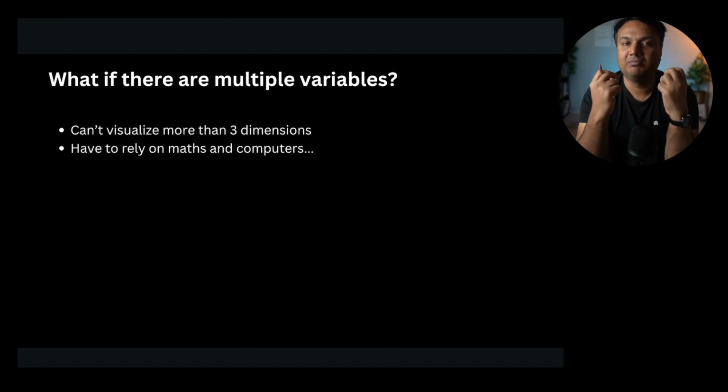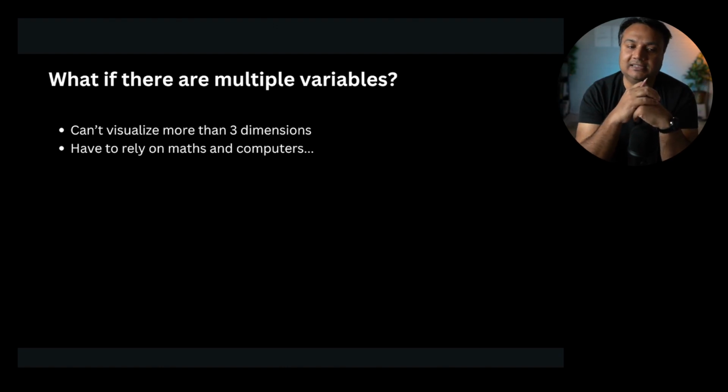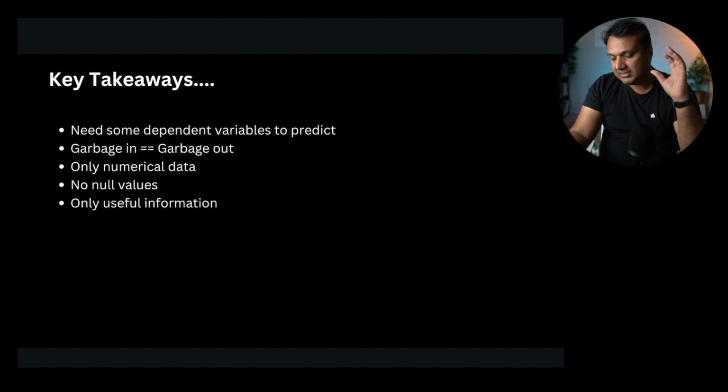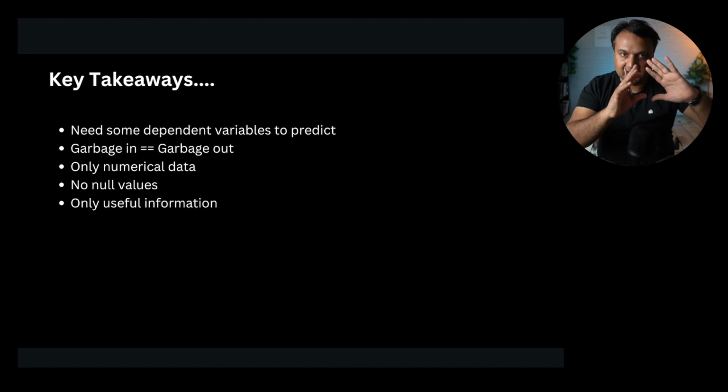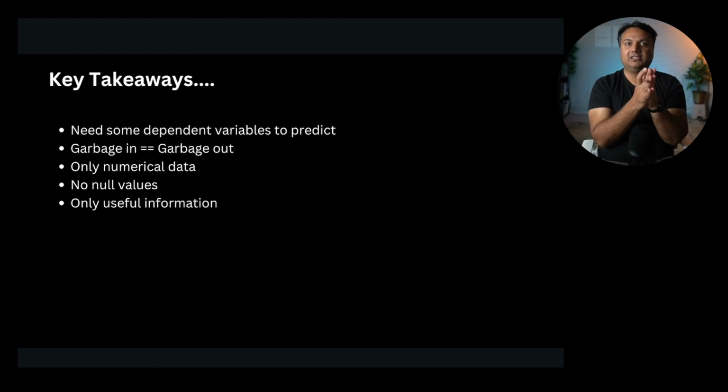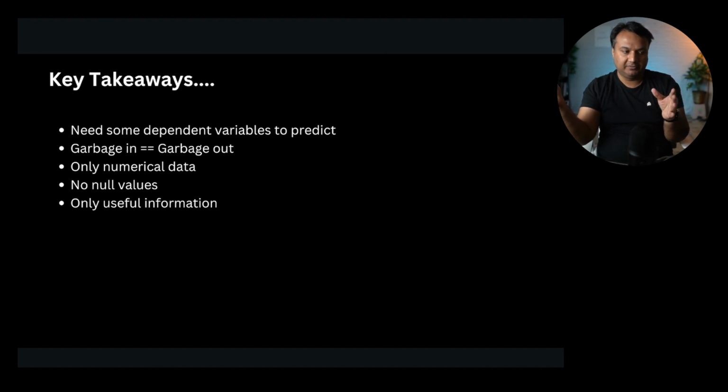As I said, there are mathematical formulas which can help you solve these, and also there are iterative approaches which computers can do. So that's what we have to rely on. And lastly, the main key takeaway from this theory is that you need to have some dependent variables. Dependent variables are things which will help you predict the future.